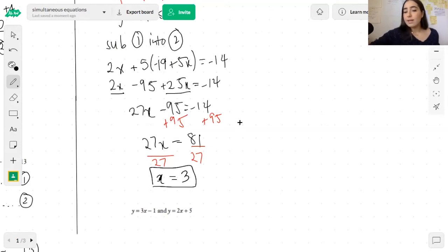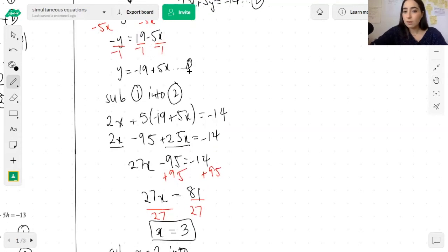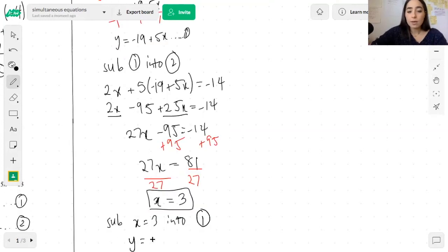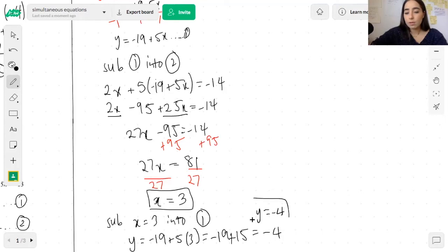So that's the value of x. The last thing we need to do is find the value of y. All we need to do is sub x equals 3 into this equation over here, equation 1, because y is already the subject. So y equals negative 19 plus 5x, and x is 3. So that's negative 19 plus 15, which is negative 4. And those are the two values.